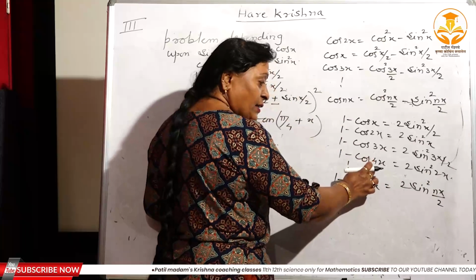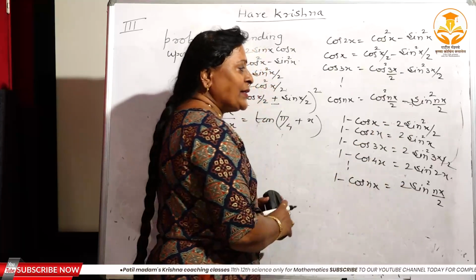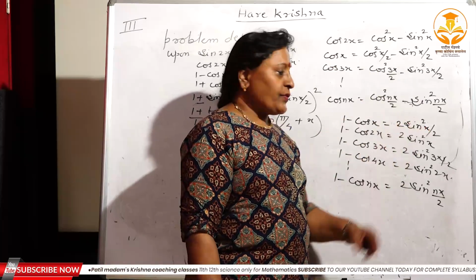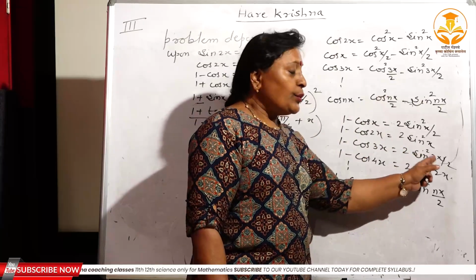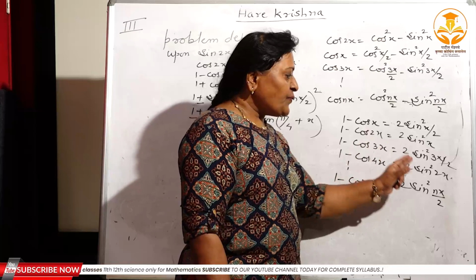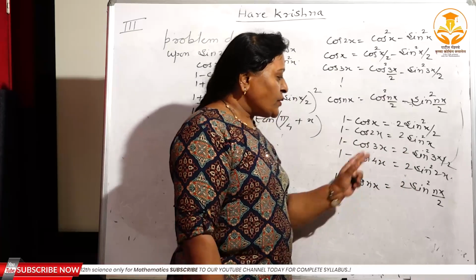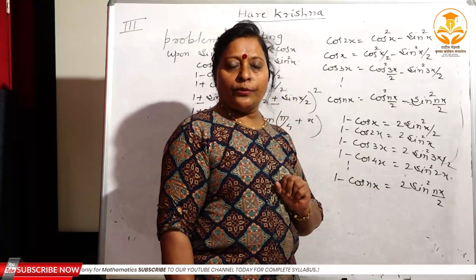So, if there is a minus, then you have to write sin. 1 minus cos x, 2 sin square x by 2. 1 minus cos 2x, 2 sin square x. 1 minus cos 3x, 2 sin square 3x by 2. 1 minus cos 4x, 2 sin square 2x. 1 minus cos nx, 2 sin square nx by 2.